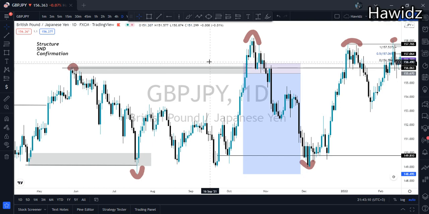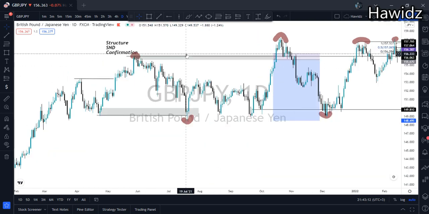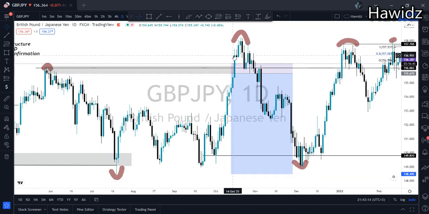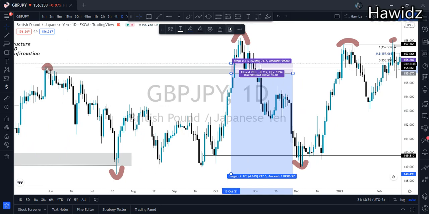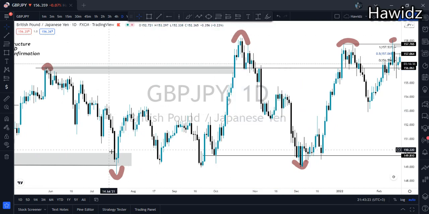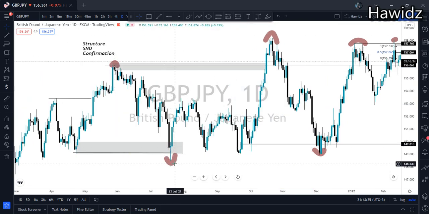Okay, so what does price do? Price comes and then a dumb trader becomes liquidated. He becomes liquidity because he didn't take into account that this was just a simple absorption, and not a break of structure, right?